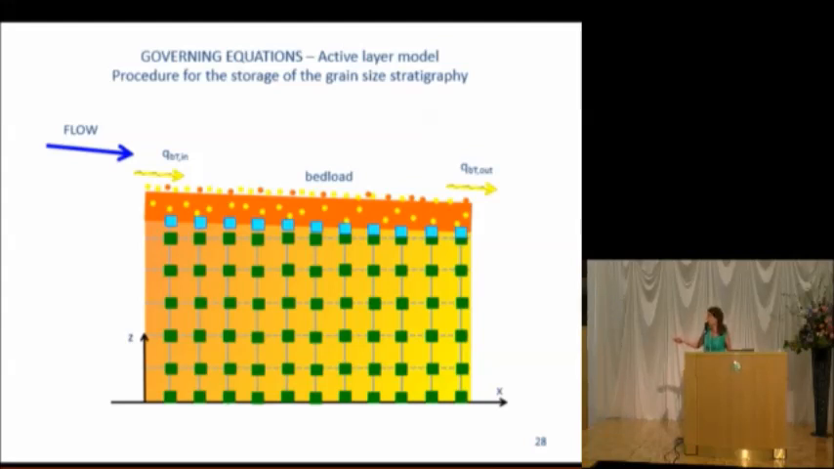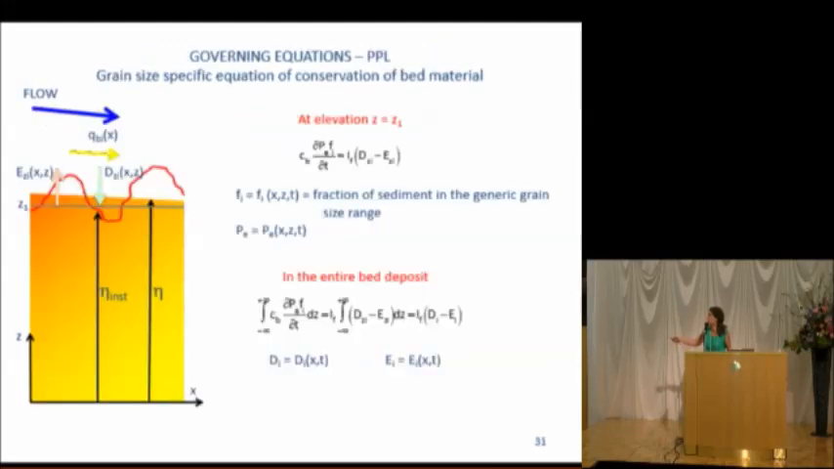And again, we have an intermittency factor here just to account for the fraction of time that our channel is morphologically active. If we integrate this equation over the entire bed deposit, we find that the total change in sediment in each grain size distribution in the deposit is equal to the net entrainment or deposition rate, DI, EI. DZI and EZI here are elevation dependent, when we integrate them over the deposit, they're just a function of space, meaning streamwise direction and time.